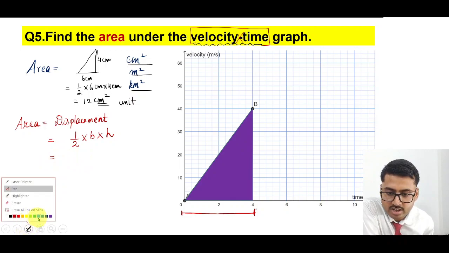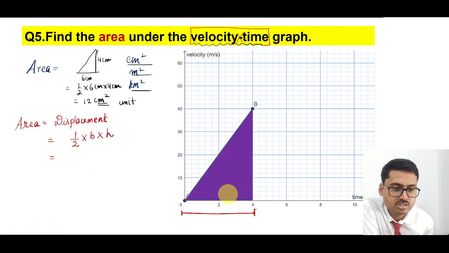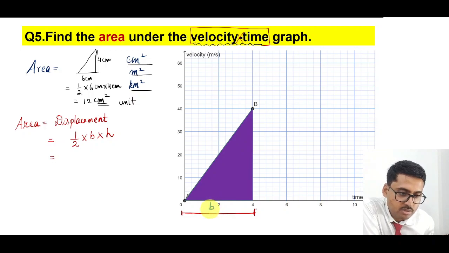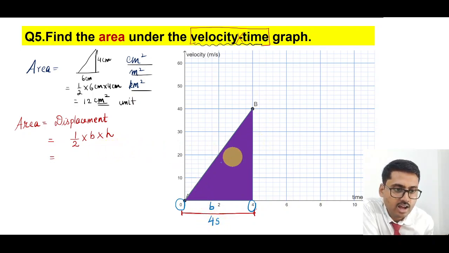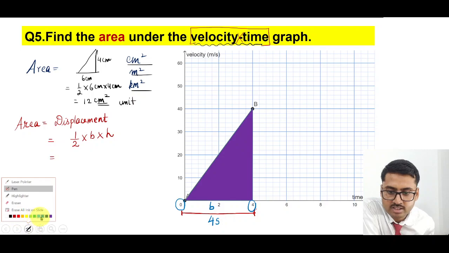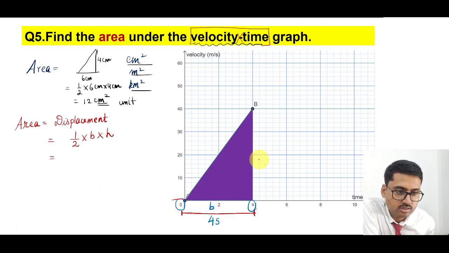So in this triangle, let us see exactly what the base is over here. The base B is your time, which is, if I take the final value as 4 and initial as 0, so this is 4 minus 0, so basically this length is equal to 4 seconds. And height, if I consider over here, the initial, this is your height.